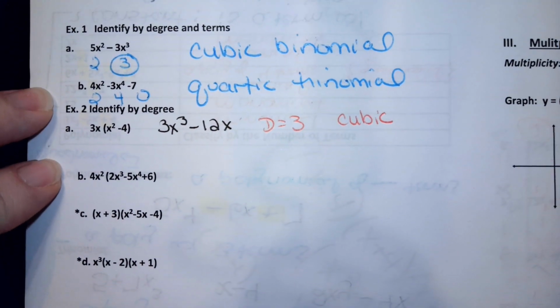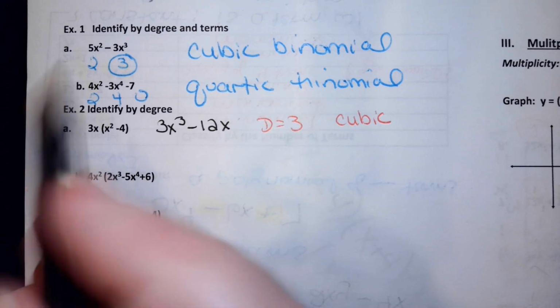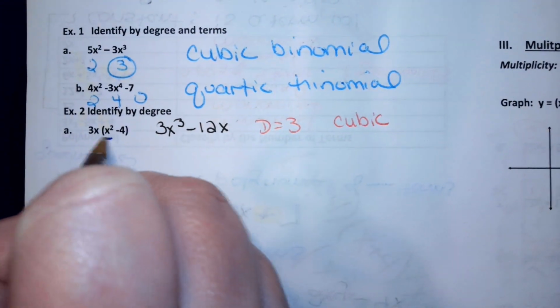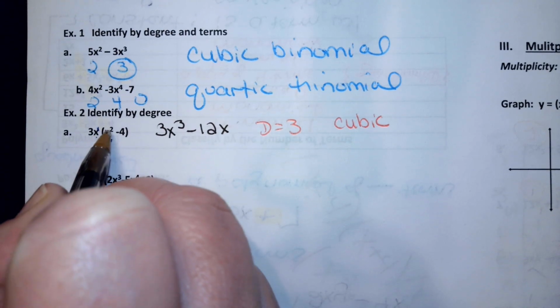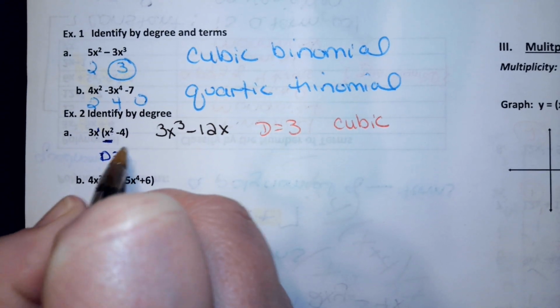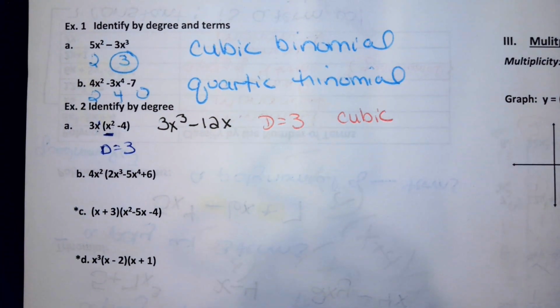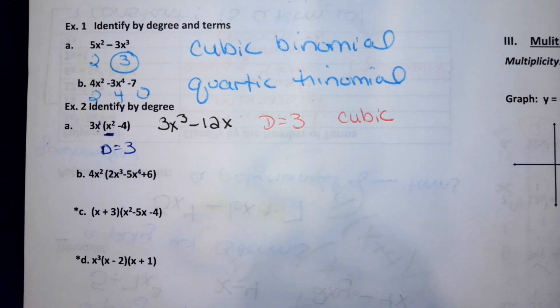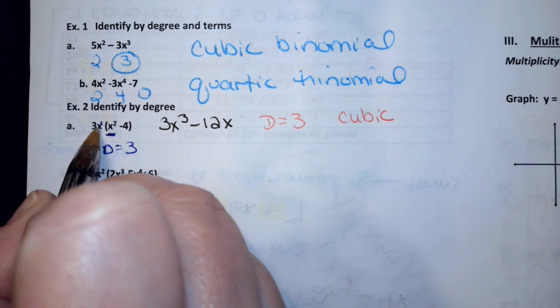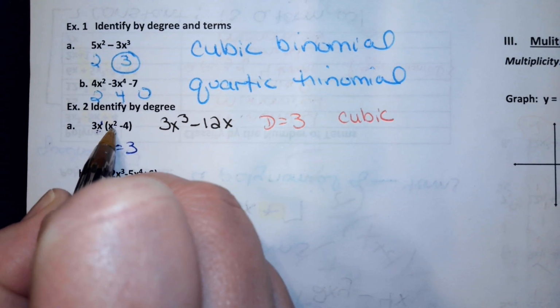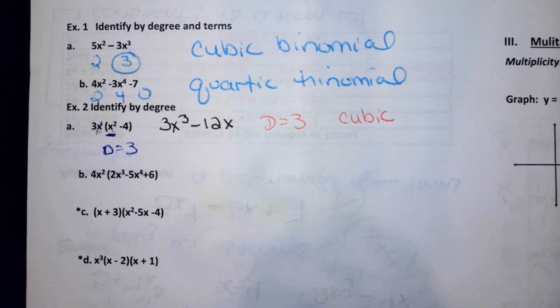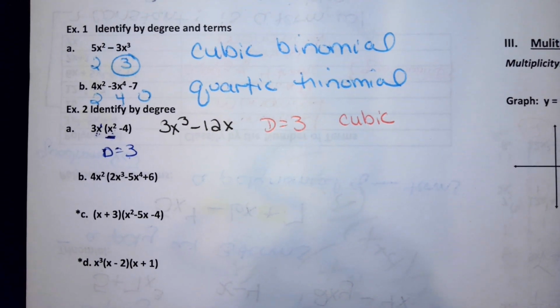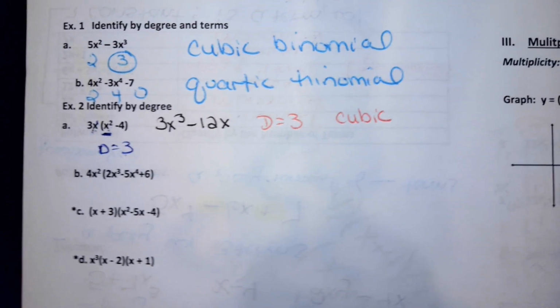But another way that we could do this, I know that x squared is the biggest x right here, and then x to the first is the biggest x right there, so 1 and 2 would give us 3. So if you understand the process of distributive property, you would know that this largest degree times that largest degree would give you the largest degree in the end. And since we're only trying to identify by the degree, then that means we're only looking at the largest degree.